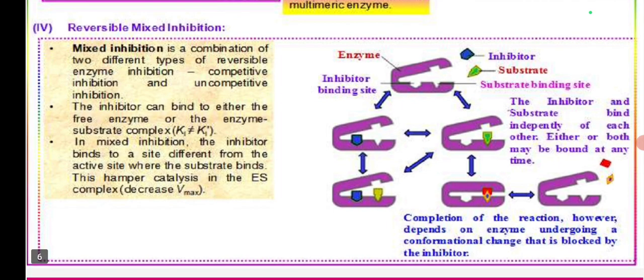The diagrammatic representation: the enzyme has both the inhibitor and the substrate binding sites. The inhibitor and substrate bind independent of each other. Either or both may be bound at any time. Completion of this reaction, however, depends on the enzyme undergoing a conformational change that leads to blocking the enzymatic activity.